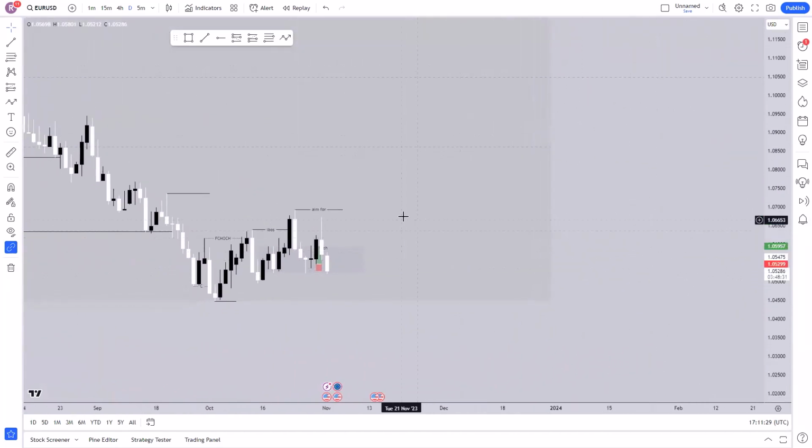We see that we are still within this demand zone here, right? We see that we're still within, and we can see that we pulled down to the very end of the box of that demand zone.